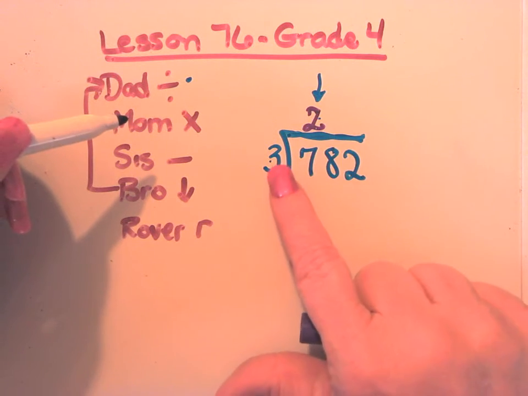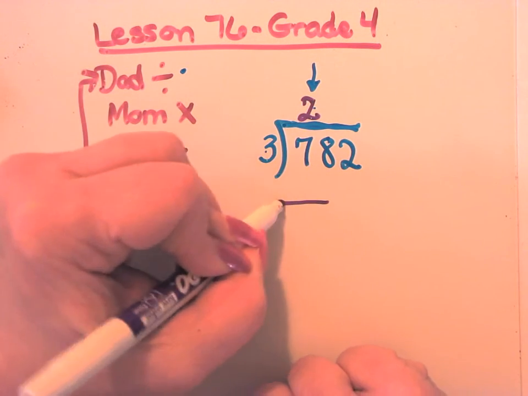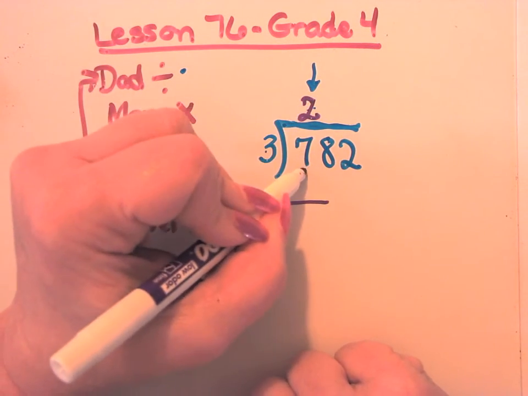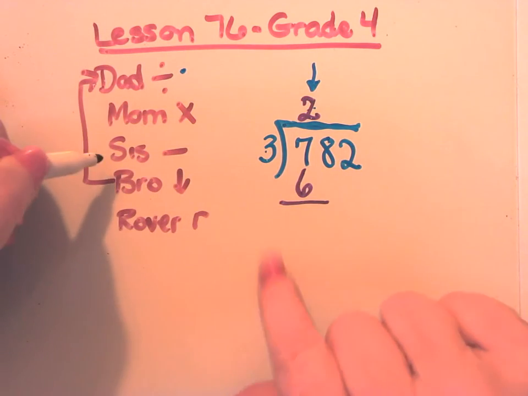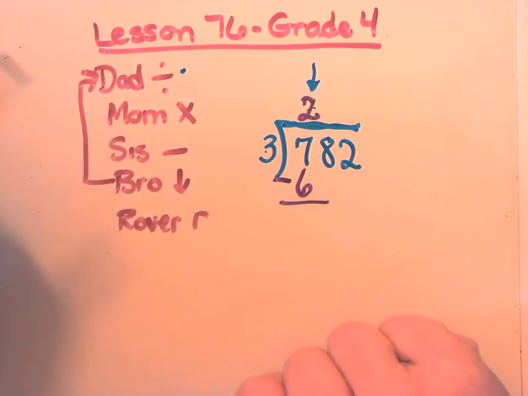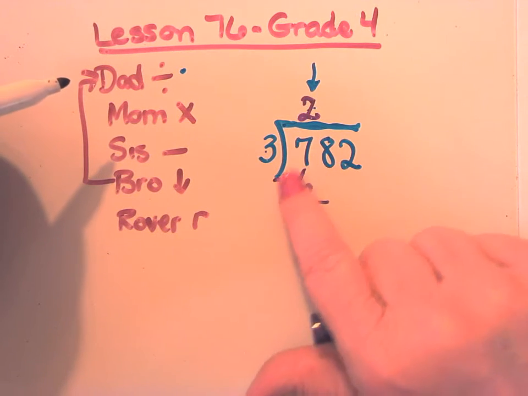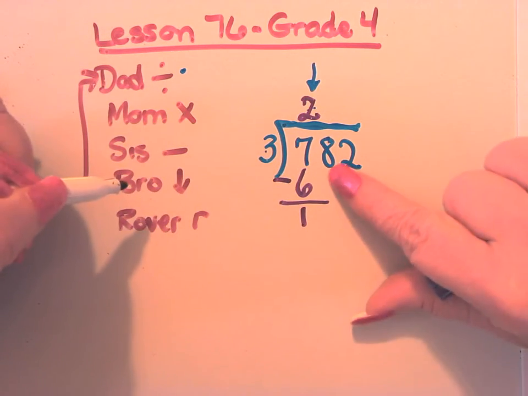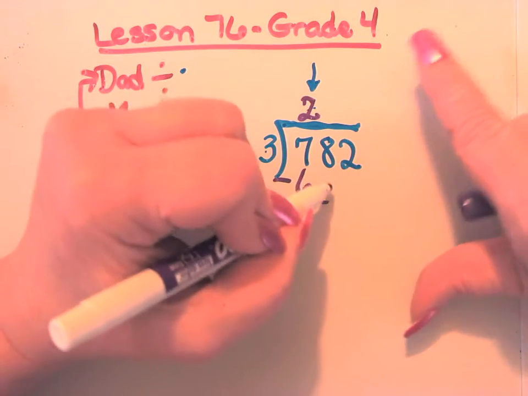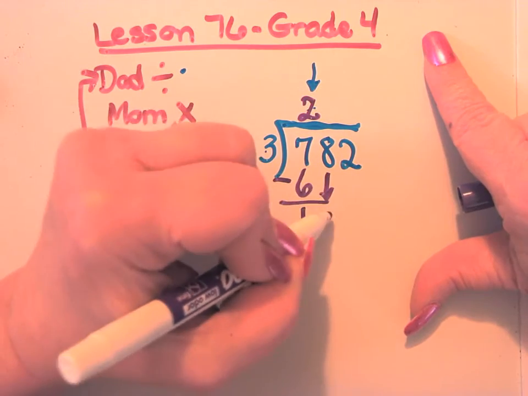Roof times the door ends up on the floor. 2 times 3 is 6. There we go. Mom, 2 times 3 is 6. Sister, subtract. We have the subtraction going on. 7 minus 6 is 1. Is there a brother in town? Yep. Brother in town, so bring him on down.